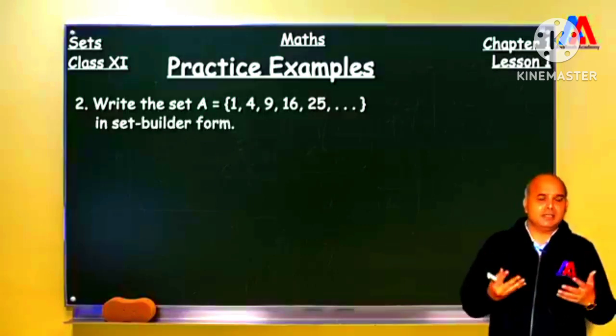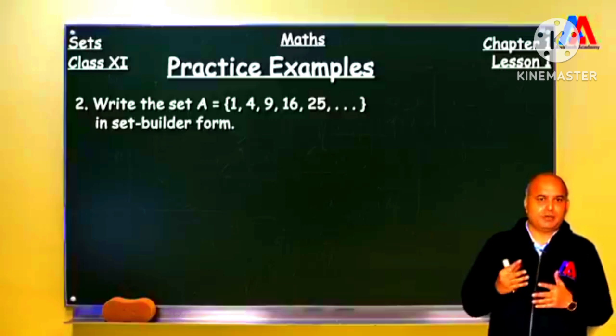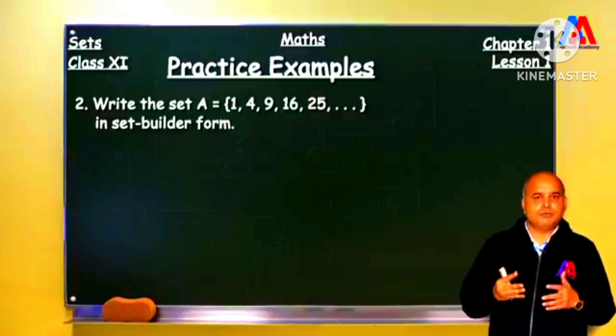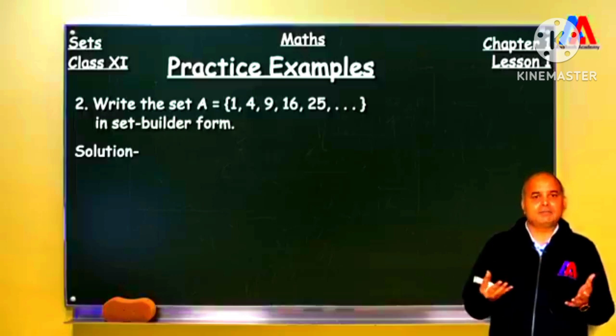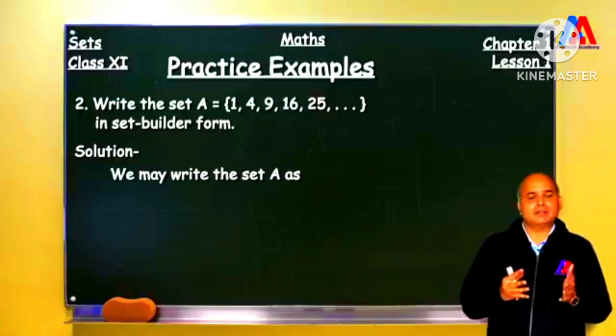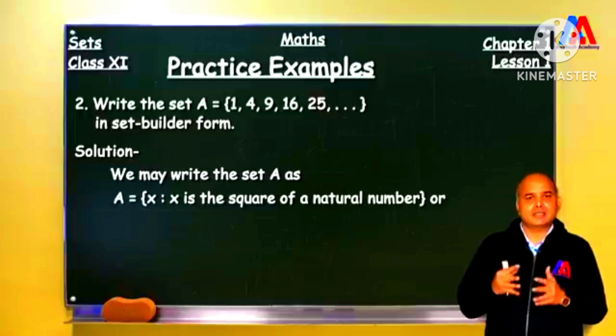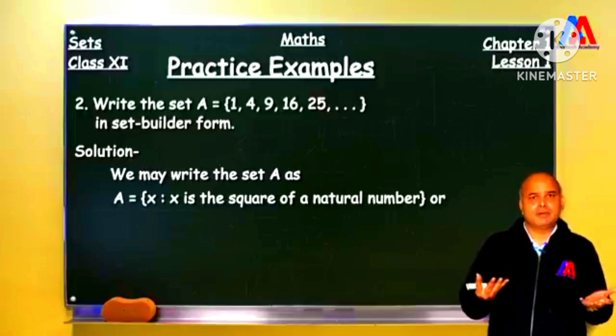So you can easily see that these are the squares of the numbers. For example, 1 is the square of 1, 4 is the square of 2, 9 is the square of 3, and so on. If you want to write it in set builder form, we write x such that x is a square of the natural numbers.